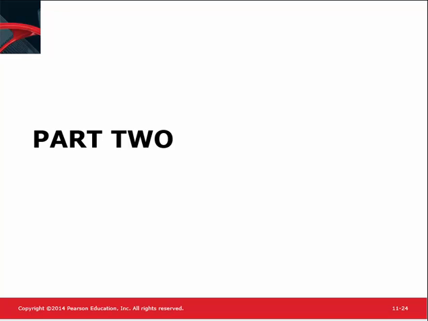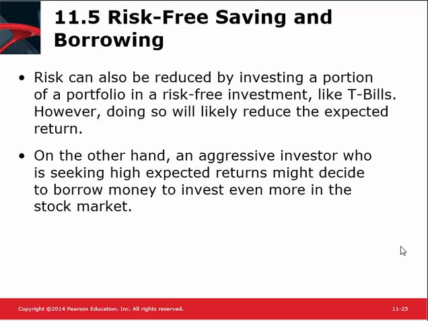Okay, in part 2 here we're going to continue on our path to talk about choosing assets, and in particular in this case choosing stocks for a portfolio. So we're going to work our way up to essentially what's referred to as the capital asset pricing model.